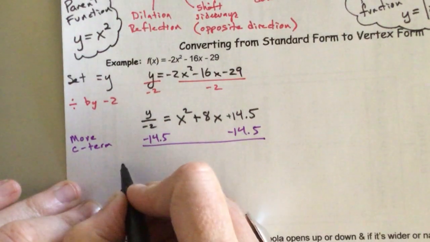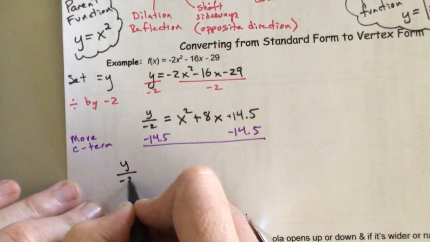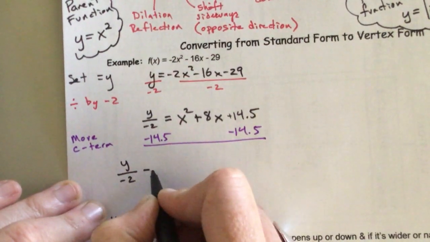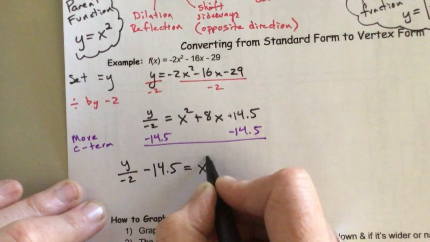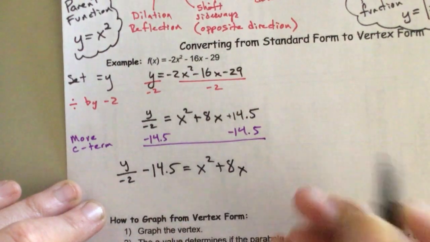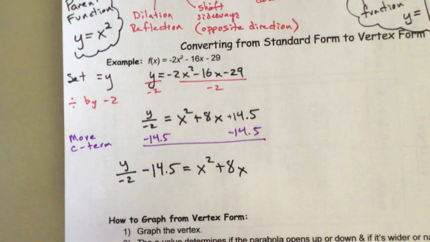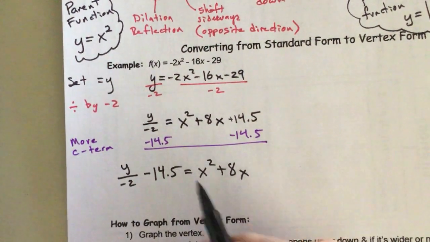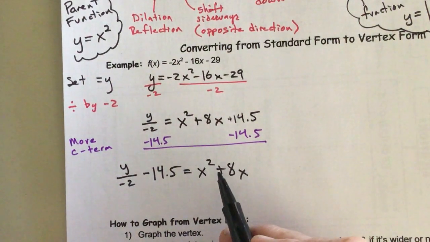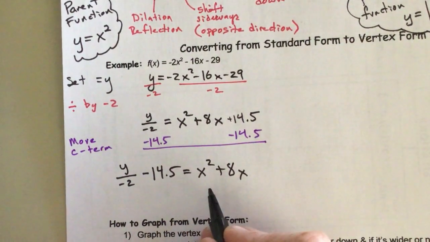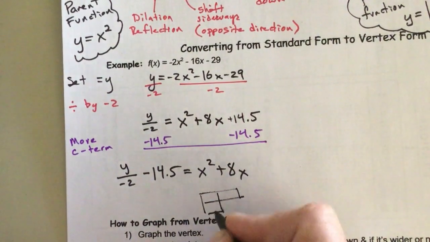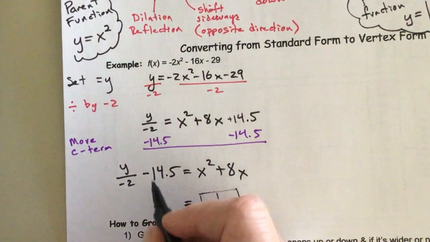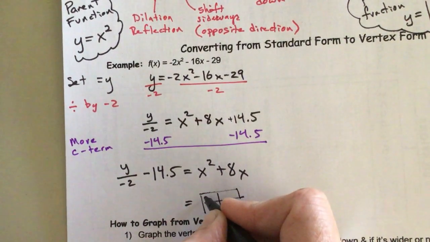When I do that, I get something very yucky looking on this side. Y over negative 2 minus 14.5 equals x squared plus 8x. We're now ready to write this as tiles. So if I were to write this as tiles, I would have all this on that side, but I have x squared.